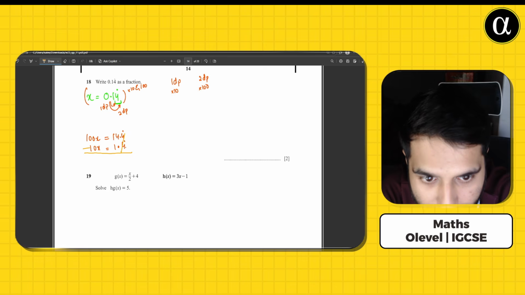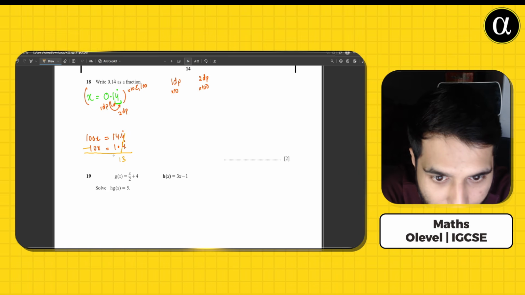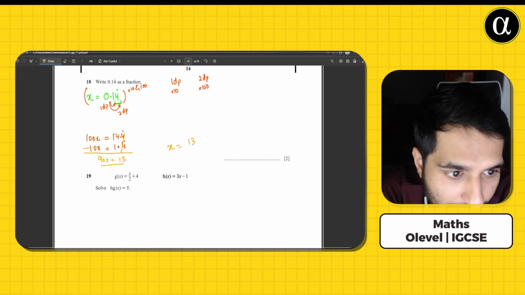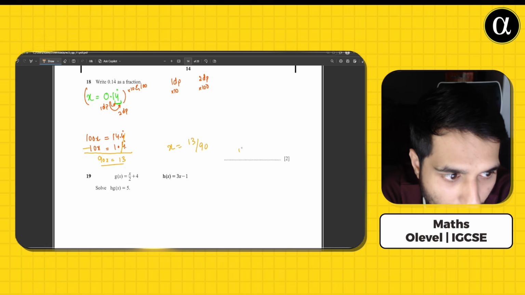Subtracted, 4 and 4 cancel, so it's going to be 14 minus 1, that is going to be 13, and 100 minus 10, that is going to be 90. x is equal to 13, and the value for x is going to be 13 over 90. That's how it will be.